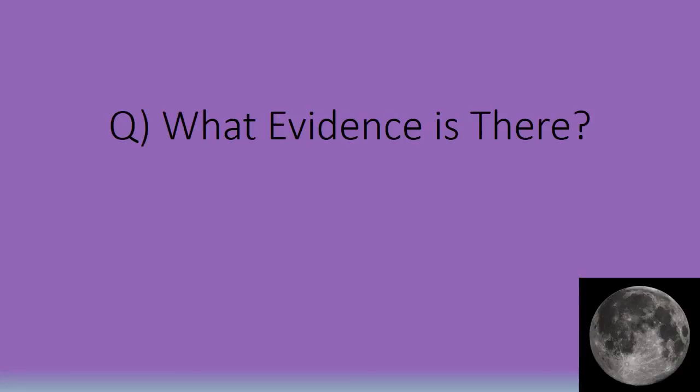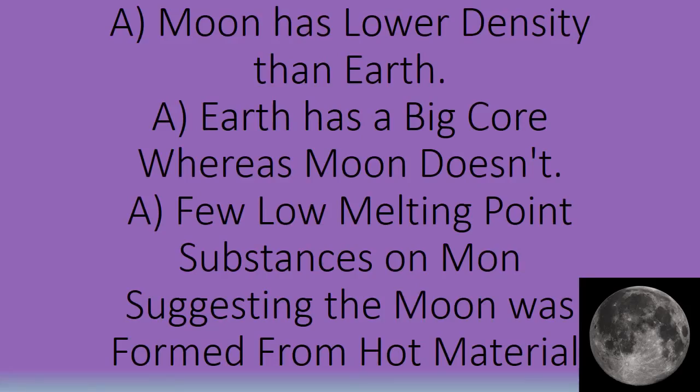What evidence is there? Moon has lower density than Earth. Earth has a big core, whereas Moon doesn't. Few low melting point substances on Moon, suggesting the Moon was formed from hot material.